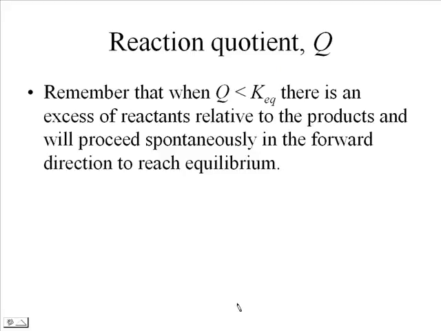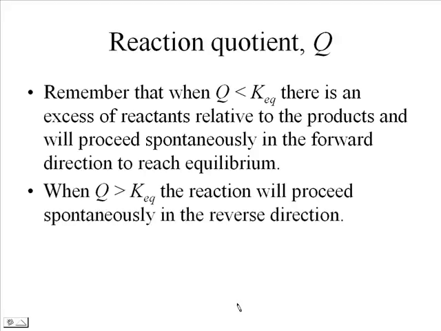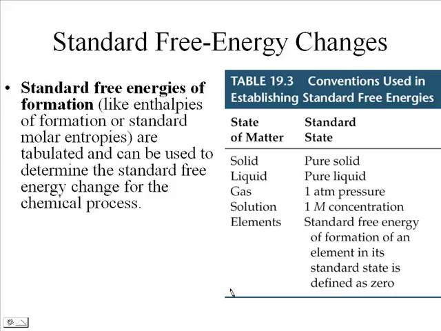When KEQ is greater than Q, it means that we've got an excess of reactants. The reaction is going to proceed spontaneously in the forward direction to reach equilibrium. When Q is greater than KEQ, Q must decrease to reach KEQ, and therefore it will proceed in the reverse direction. And at equilibrium, we know that Q equals KEQ.